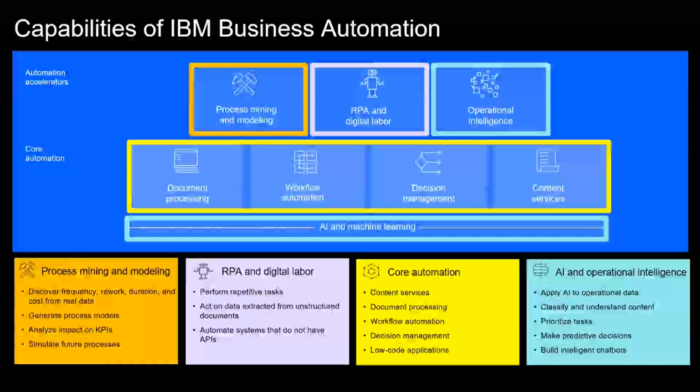Your automation accelerators are your process mining, which we'll be talking about more later today. RPA, which is your robotic process automation, so basically completing those small tasks, minimizing that manual mundane work. And operational intelligence, which is creating dashboards where you can see what's going on, and then from there, apply automations.